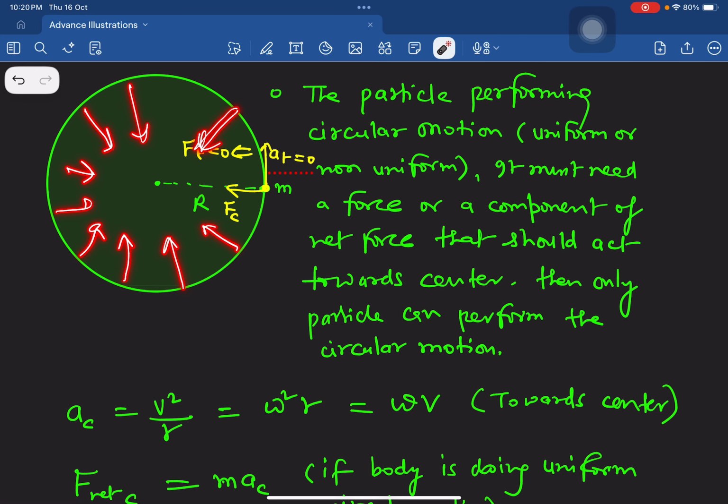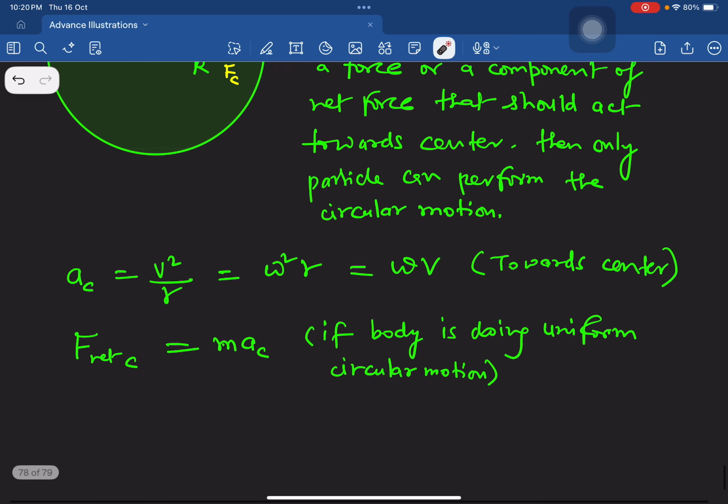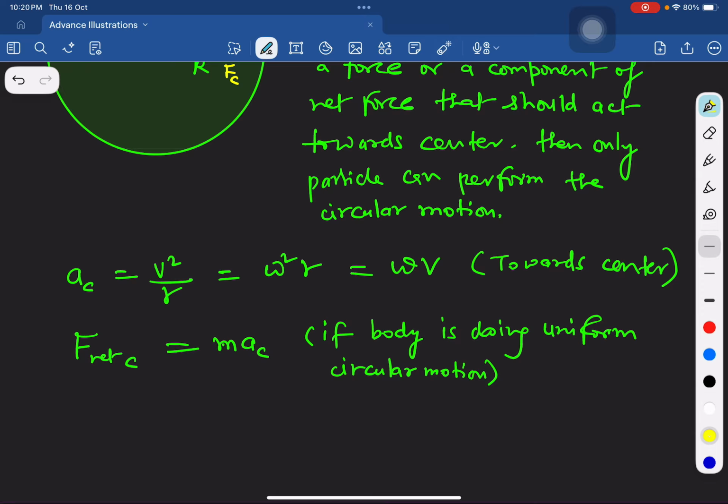So in that case, guys, the net force will be directly F net towards the center, and that is equal to ma_c. So here, the F centripetal will be only your net force, which is towards the center only, of course.